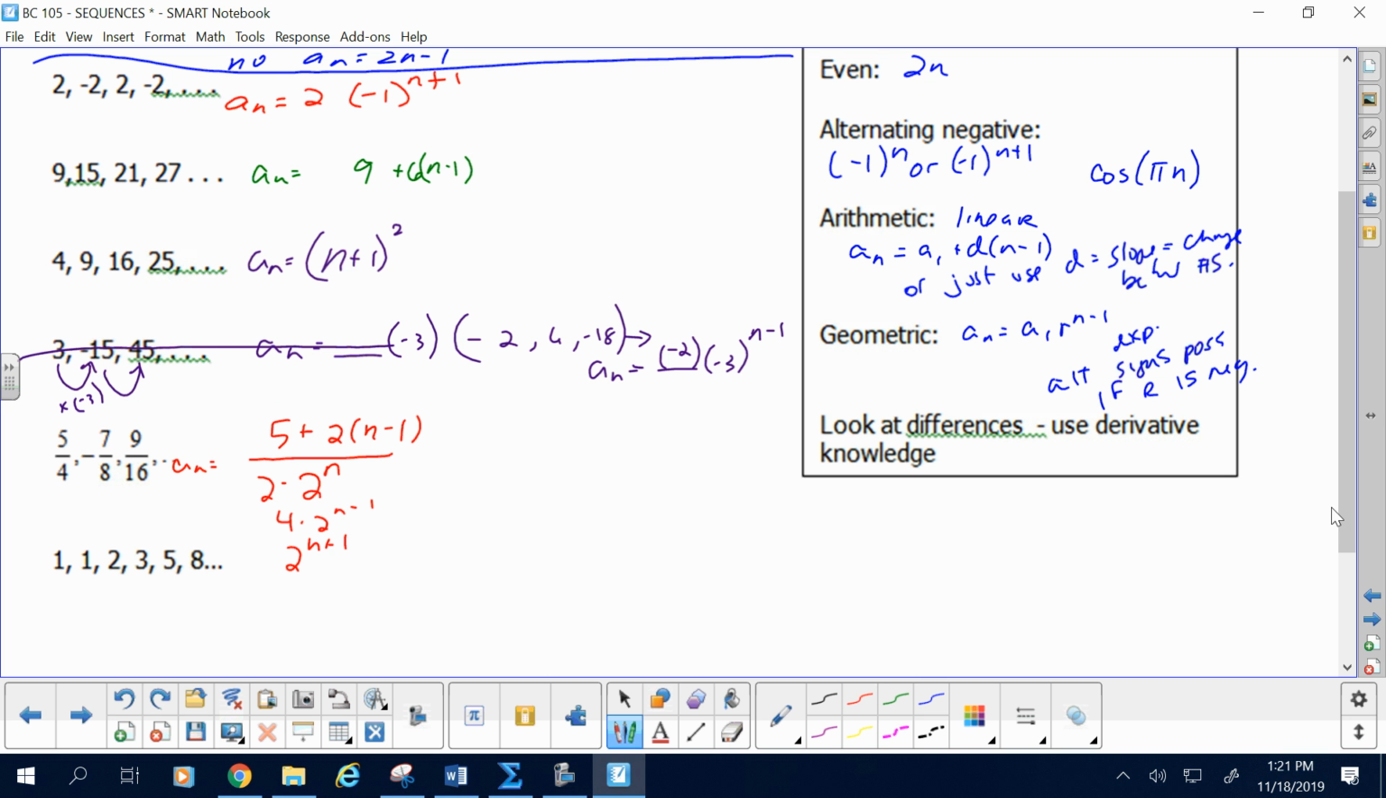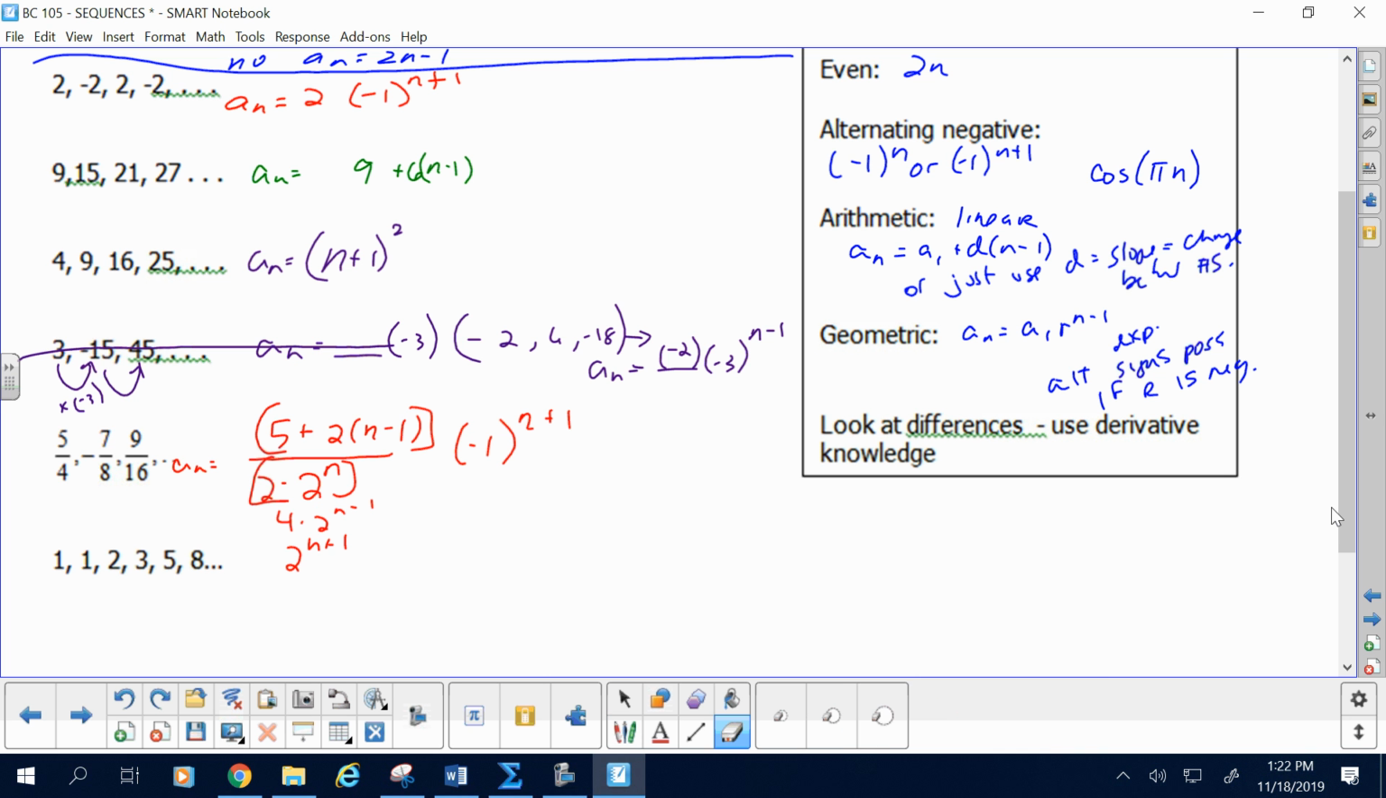What's the last component I need? The alternating negative. Negative 1 to the n or n plus 1? And if I start at n equals 1, will I start off negative or positive? I will start off negative. That doesn't fail. Negative 1 to the n plus 1 is what it needs to be. Check your work.